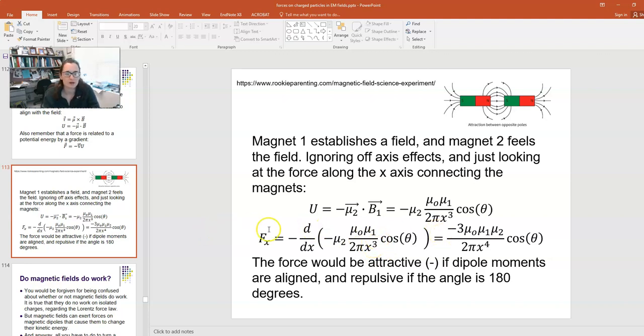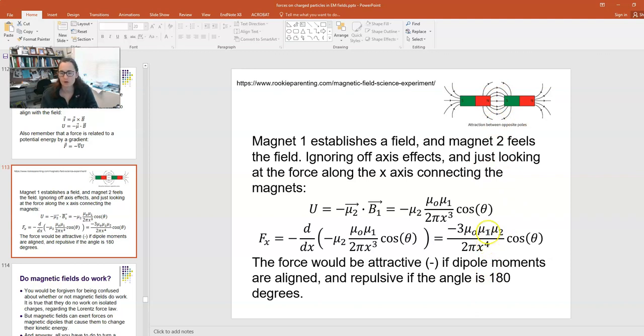So what I would end up with is the force in the x direction would be minus 3 mu naught mu 1 mu 2 over 2 pi x to the fourth times cosine of theta. Okay, now that's a lot of mu's, but just remember that mu naught is the permeability of free space, and mu 1 and mu 2 are the dipole moments of these two things, which we're going to assume to be constants.